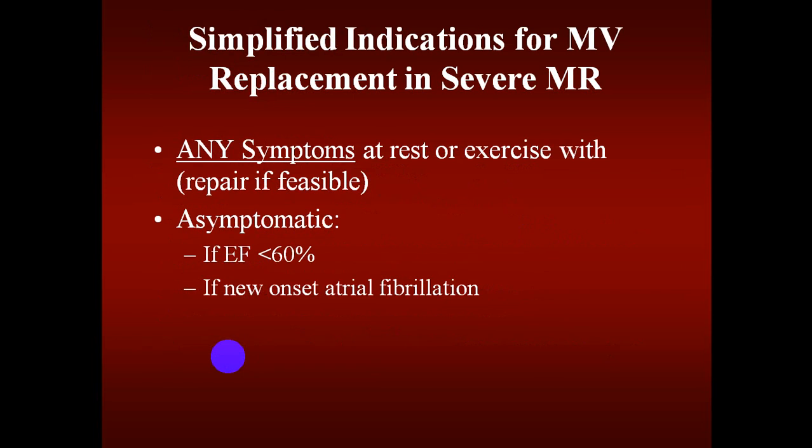In a simplified way, the indication for surgery in severe mitral regurgitation is any symptoms at rest or exercise: repair if feasible; if it's not feasible, do a valve replacement. In an asymptomatic patient, if ejection fraction is less than 60%, or even with new onset atrial fibrillation, take the patient for operation.